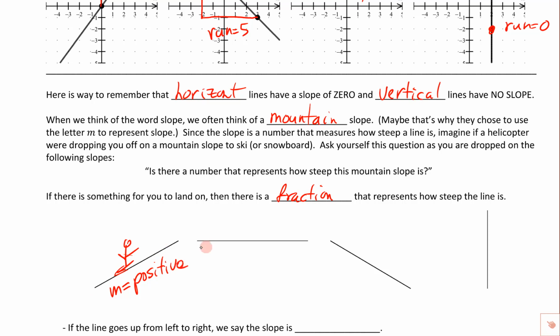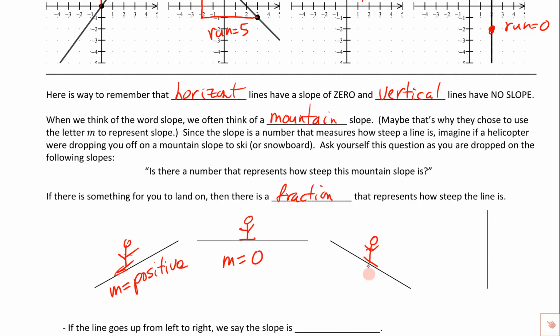Okay. Now, on this one right here, if we got dropped off from the helicopter's hovering around here, we jump out, and here's what happens on this one. We just kind of sit there. It's totally flat. Okay, so because there's something for us to land on, then there's a number that represents how steep that is, and that slope fraction happens to be 0. Let's do this next one. So if we get dropped off, the helicopter's hovering here. Okay, we land on this. Okay, and there we are.